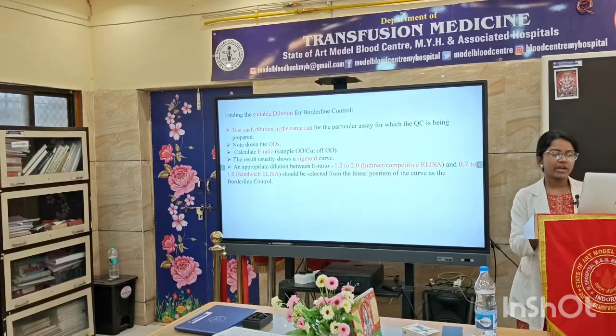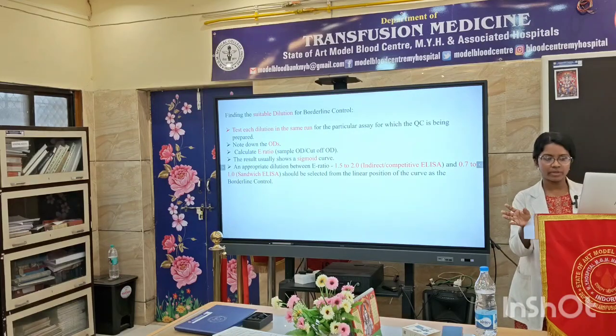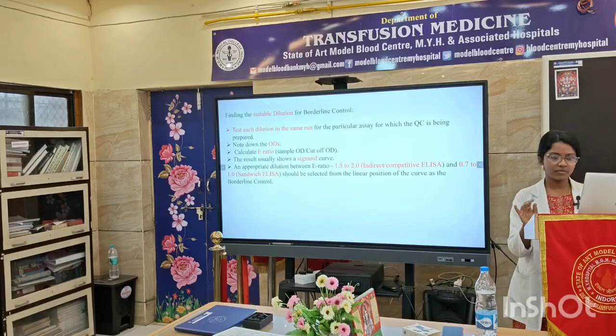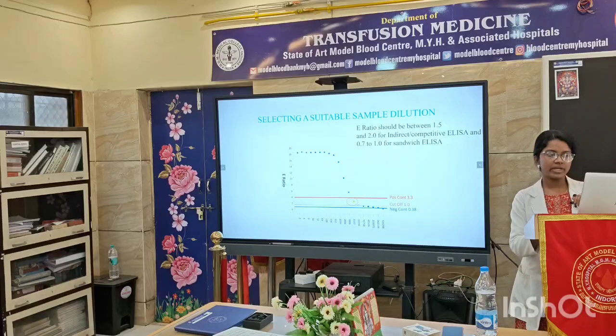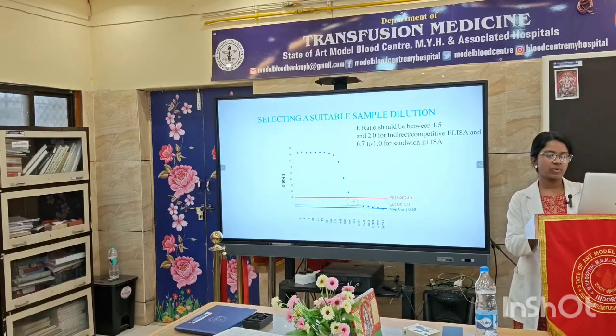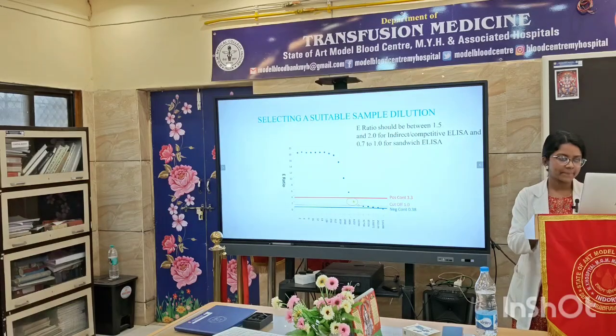I'll show the curve. An appropriate dilution with E ratio between 1.5 to 2 in case of indirect or competitive ELISA, and 0.7 to 1 in case of sandwich ELISA, should be selected from the linear portion of the curve as the borderline control. So this is our sigmoid curve, and here is the cutoff. Negative control is at the bottom and positive control is on the upper side. Again, the E ratio should be between 1.5 and 2.0 for indirect or competitive ELISA and 0.7 to 1 for sandwich ELISA.